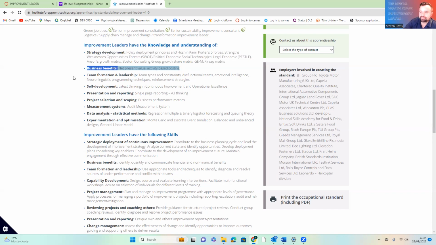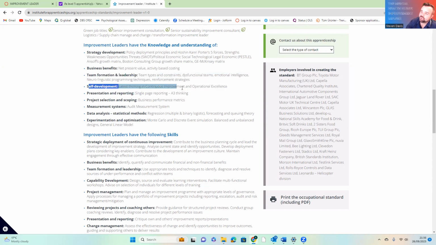It's really important. We're going to look at team formations and leadership, so different types of teams, emotional intelligence. I think I'm probably the expert on that one now. Emotional intelligence is really important, so how you maintain your professional integrity, being supportive, looking at that neuro-linguistic programming, or the NLP techniques, and reinforcing strategies. So NLP just looks at the behavior and how we can change people's behavior.